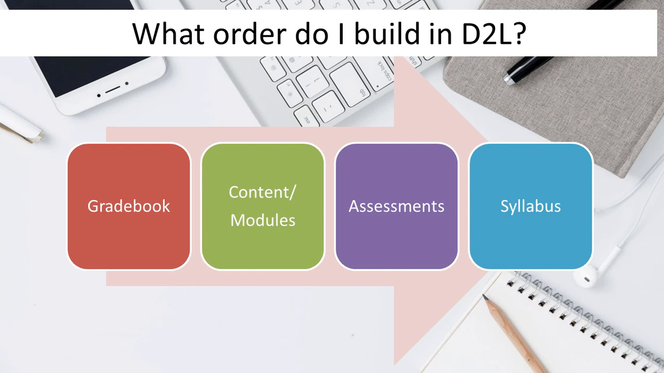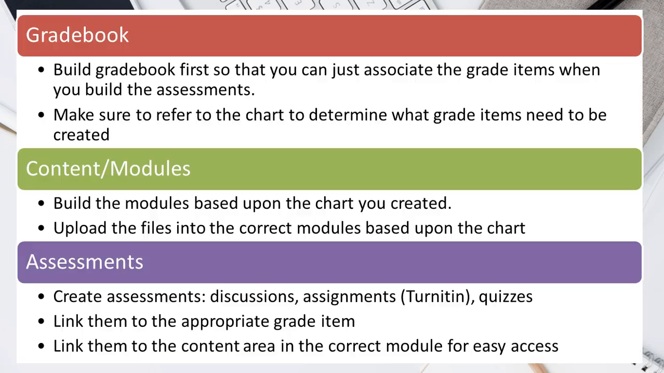So when I start to build an online course, I build my gradebook first. Then I build my content and modules and then load my files in that are needed in those modules. Then I build my assessments. And the reason why I do that is because my gradebook needs to be built before my assessments so that I can just associate those assessments to the correct grade items. And then once I have the majority of the course built, I then finish up and make any necessary changes to the course syllabus.